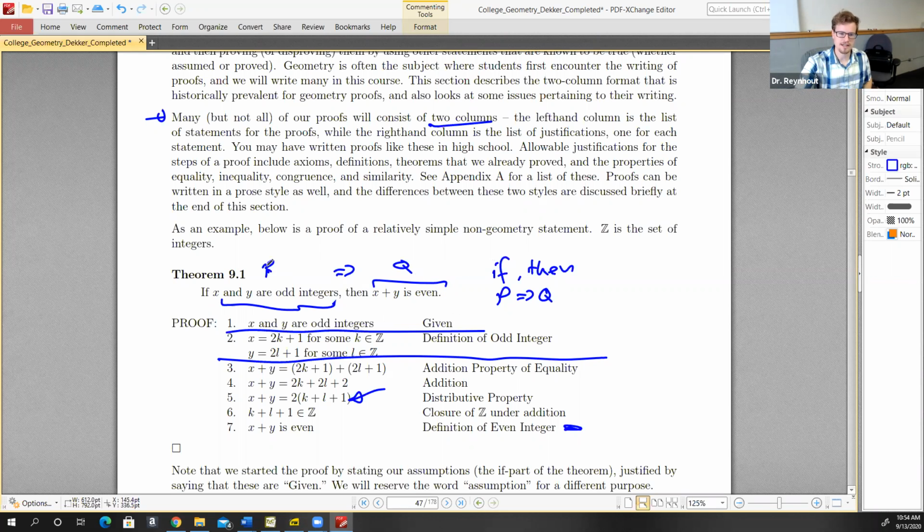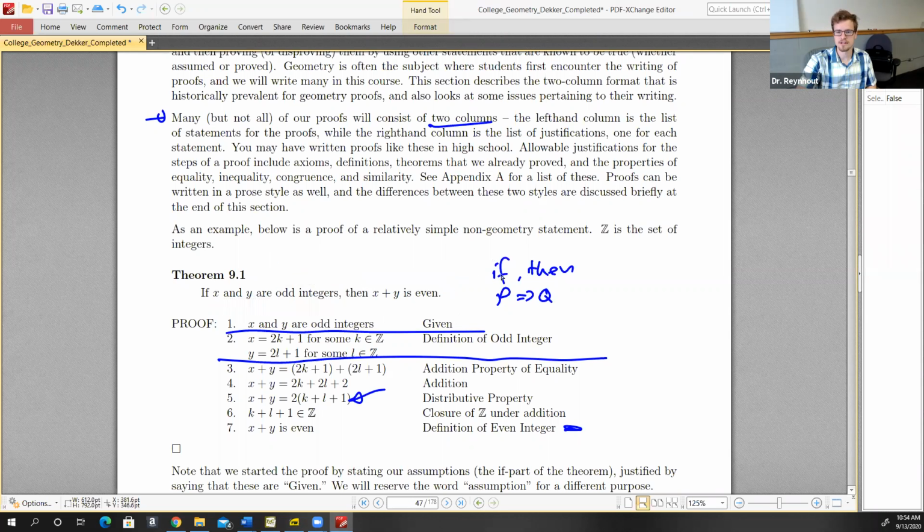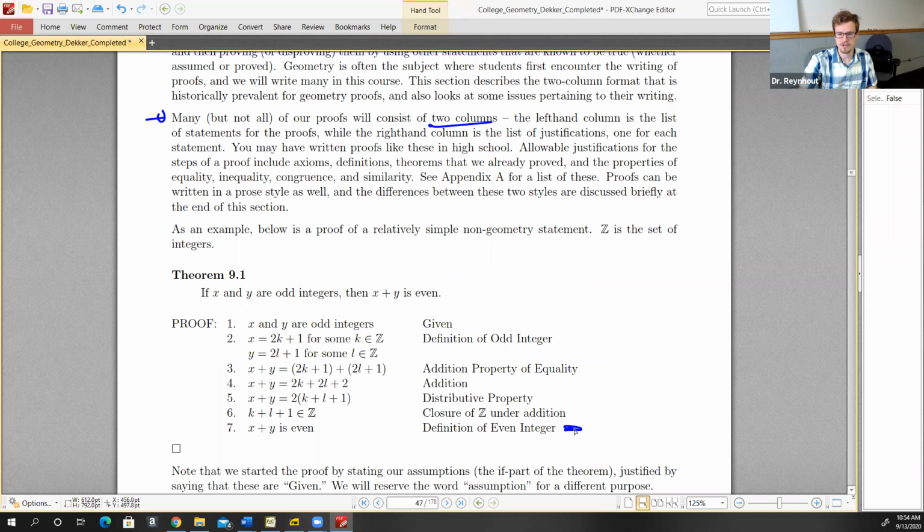Okay, so again, this is a two-column proof. So this is a little bit different than what we may have done in the past. It's not different in terms of overall approach. It's different in terms of these are exactly the things that we would have written down in a prose style proof, but we wouldn't have these written down because we would assume that the reader is capable of understanding that.